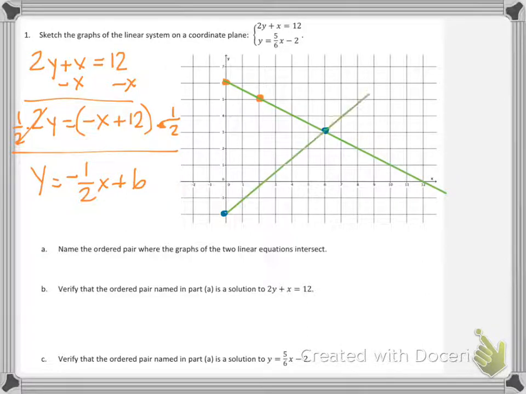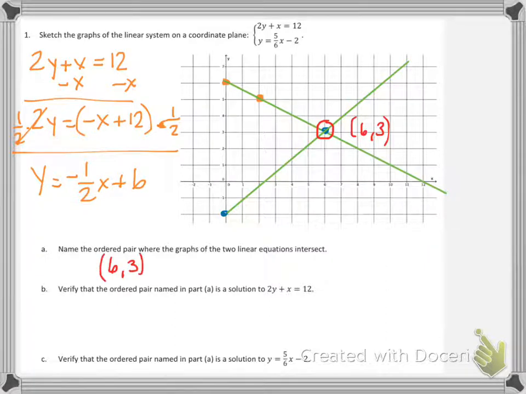And if I draw that line, then we can see there are the two lines, and we have our intersection point. So the intersection is right there. Okay, name the ordered pair where the graphs of the two linear equations intersect. Well, that is the point 6, 3. That's the intersection point. So let's write that here.